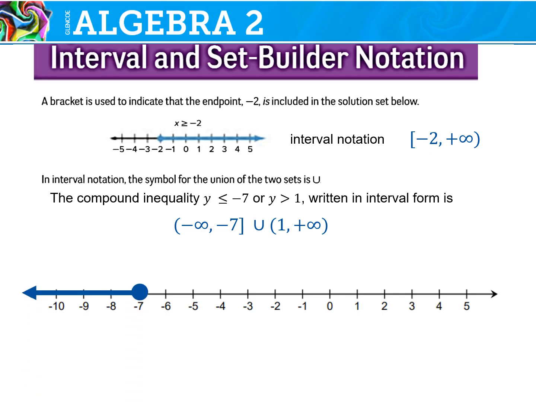Graphing that, that's the left part. That is from negative infinity to negative 7. That's the part where y is less than or equal to negative 7. The other part is from 1 to positive infinity.